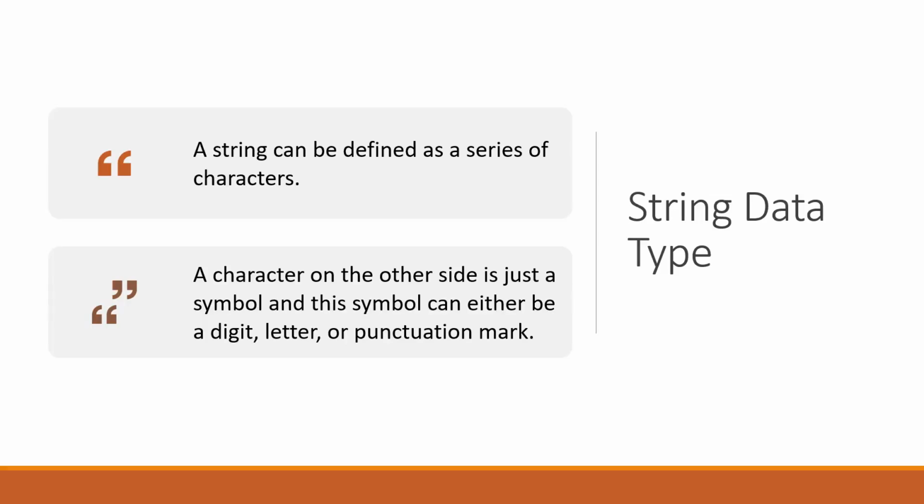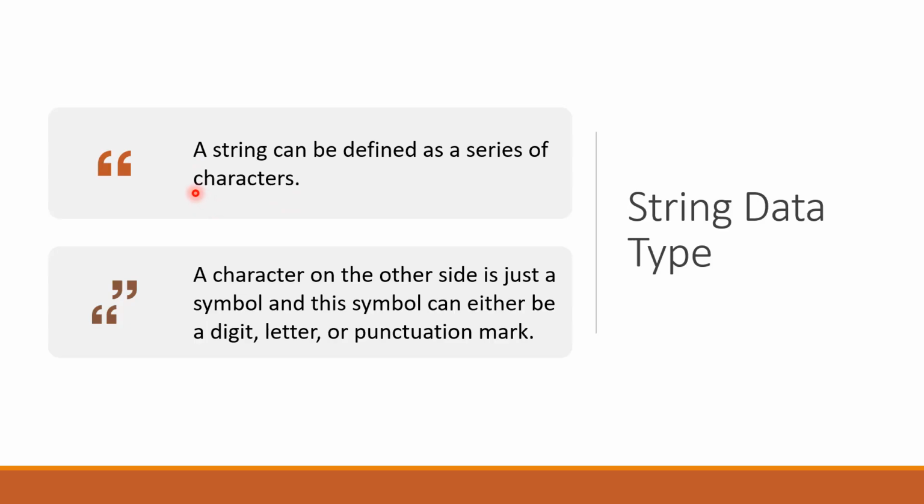So if I talk about string, irrespective of any programming language, a string can be defined as a series of characters. Now what is a character? A character on the other side is just a symbol, and this symbol can either be a digit, letter, or any punctuation mark. So in the same way, we have string data type in Python. So strings in Python are also the sequence of characters. So basically when we define some set of characters together, it forms a string.